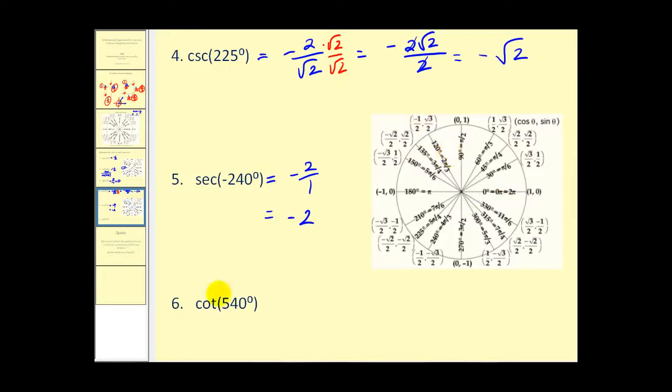And the last one, we have cotangent 540 degrees. So let's go ahead and sketch this. There's 360, and if we subtract 360, we would have 180. So we need to rotate another half of a revolution to here. Again, we're doing this to determine where the angle intersects the unit circle. We use these coordinates to determine this value. Tangent theta is y over x. So cotangent would be x over y, negative 1 divided by 0, which is undefined.